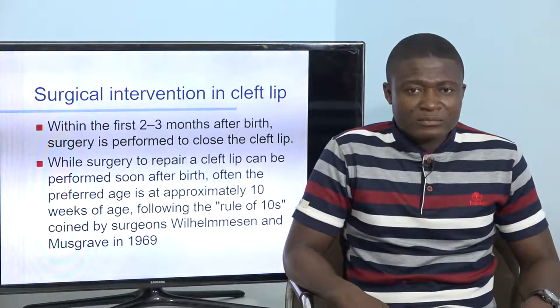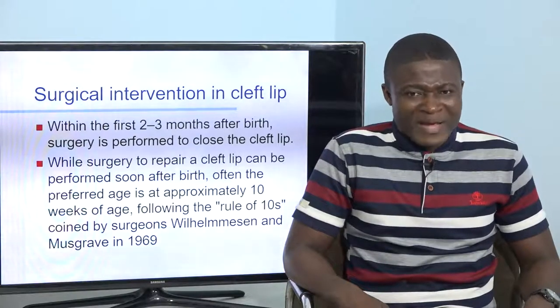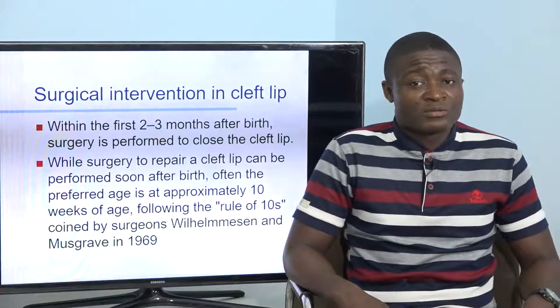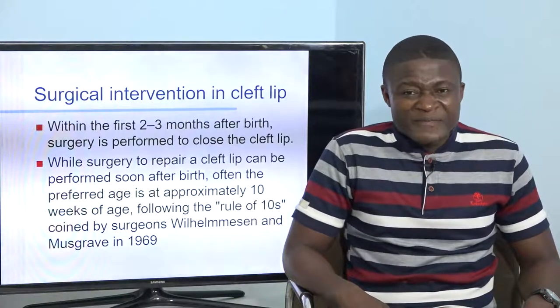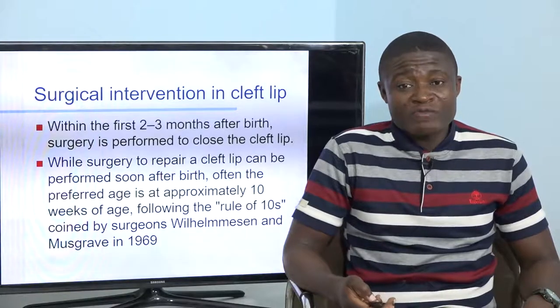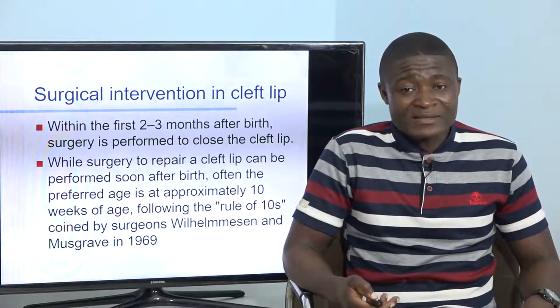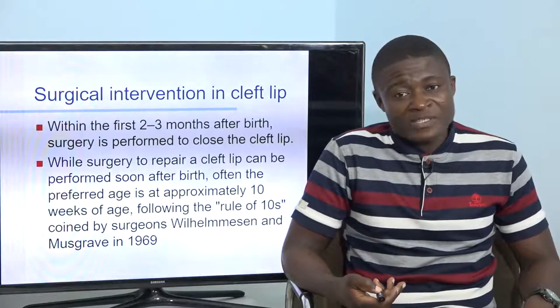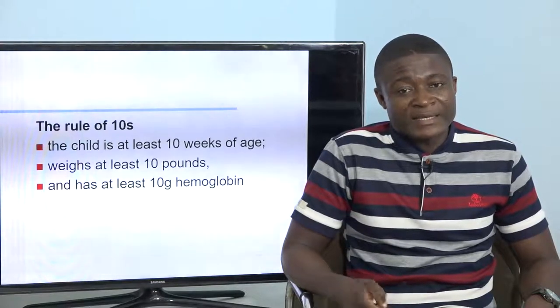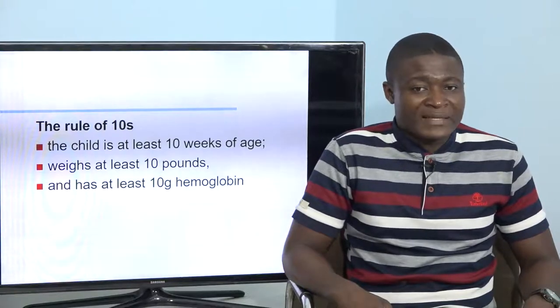So what we are saying is, even though within 2 to 3 months an infant who has a cleft lip can get it repaired by plastic surgery, the preferred period is approximately 10 weeks of age. And this is following what we refer to as the rule of tens. Remember, this could be an objective question, the rule of tens. It was coined by the surgeons Wilhelmsen and Musgrave in 1969. So what do we mean by the rule of tens?